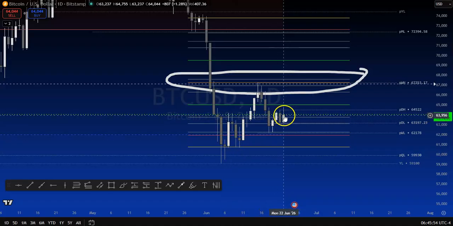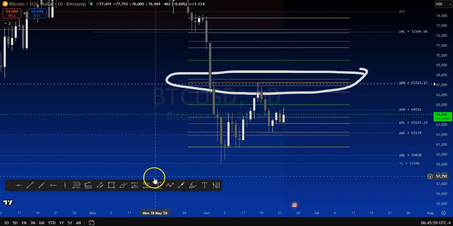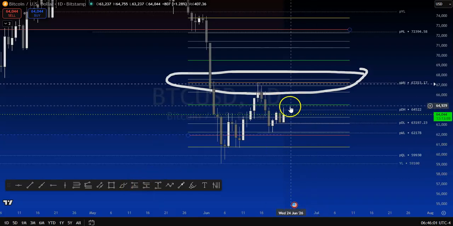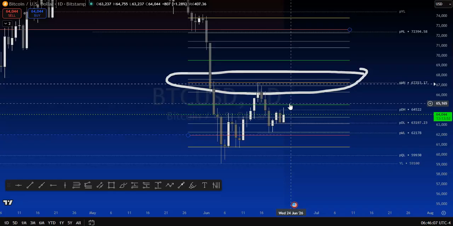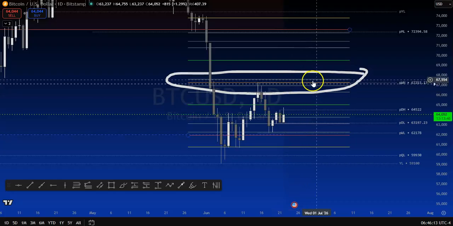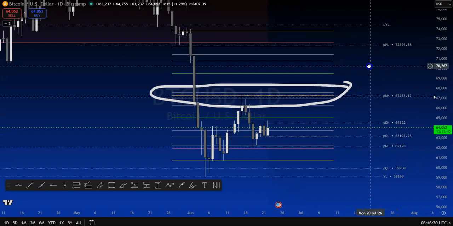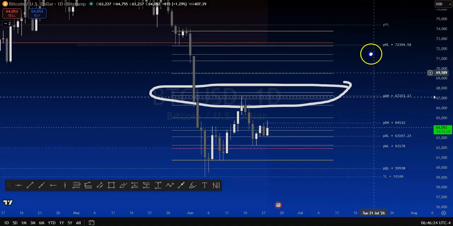What I'm really looking for here is for price to get up into this area. If we can get a close above this green line right here, that would be about 65,100. If we can get a close above that, I think we can have a chance for another push higher. We would immediately meet resistance right here at this EQ range, but if we did get a push through and a close above the EQ, I am looking for higher prices. Then I would be looking for around $72,000 to $73,000.